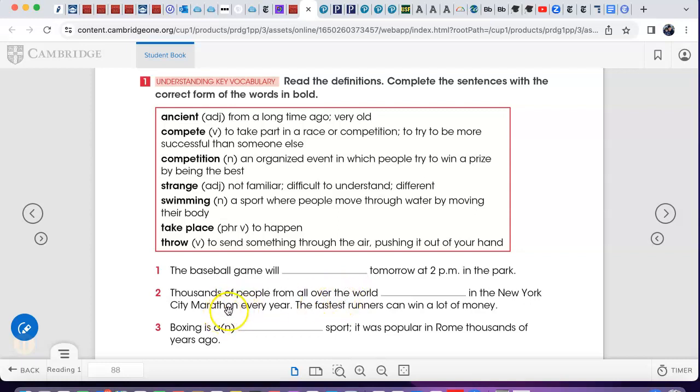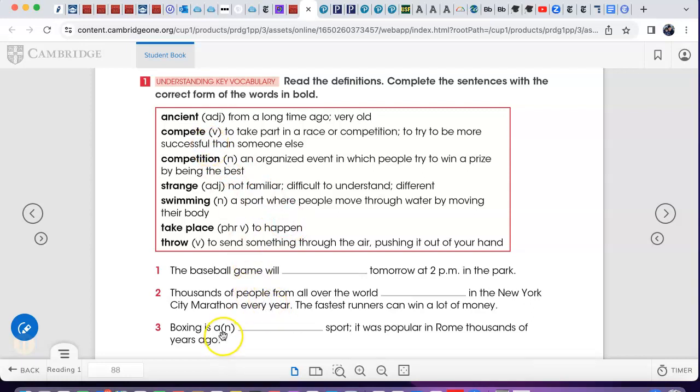We have a marathon there. That's a competition, an example of a competition. But we want a verb here, compete, because we're talking about winning. So no need to change the verb because our subject is already plural.